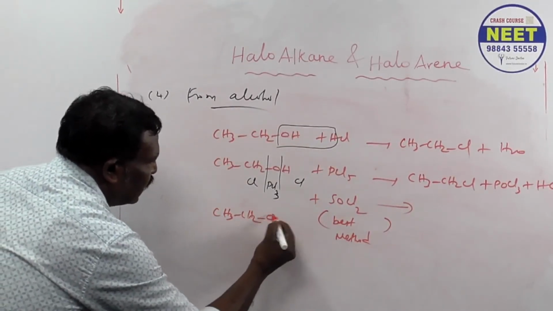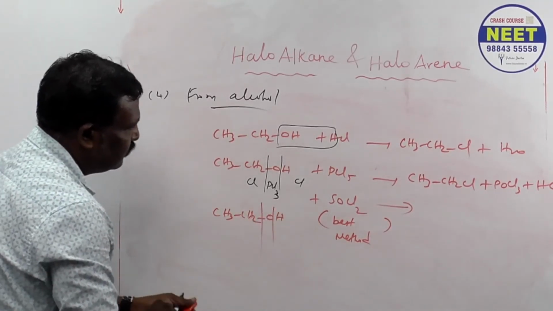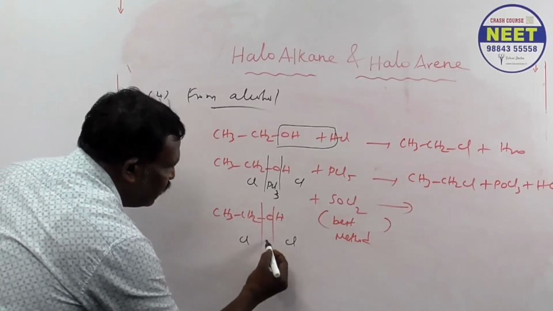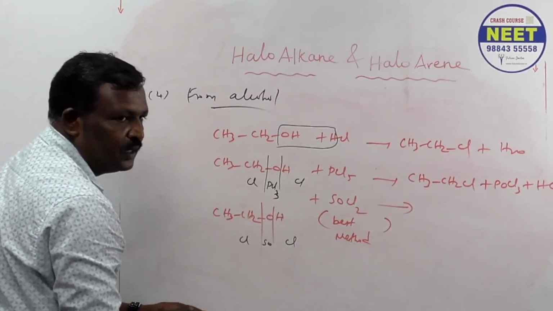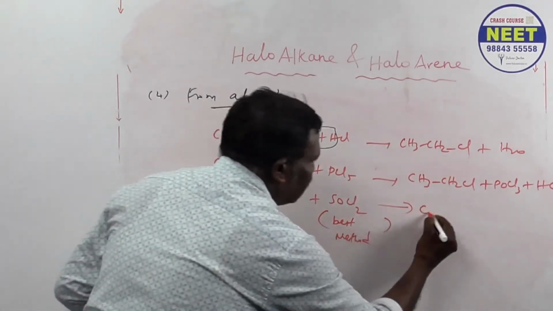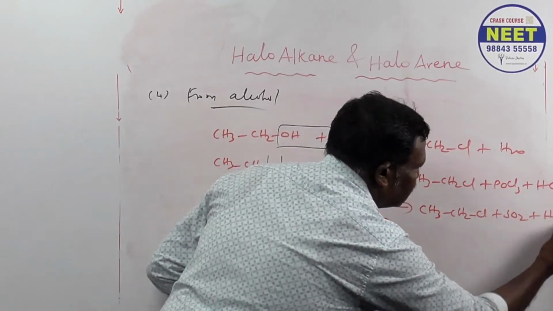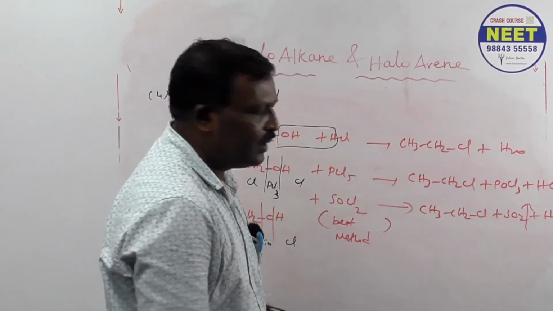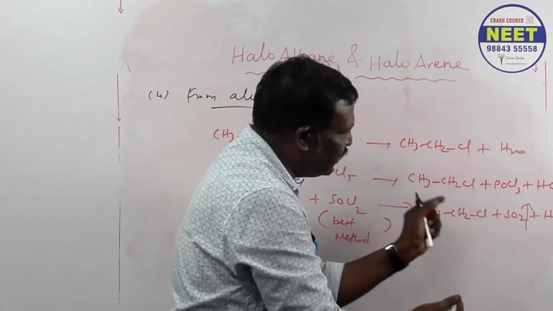Now this one, you tell me. CH3CH2OH with SOCl2 gives CH3CH2Cl plus SO2 plus HCl. So why I am saying this is the best method is because the other products are all volatile. Our aim is to get only the haloalkane. Since these are volatile, now we have only this product.